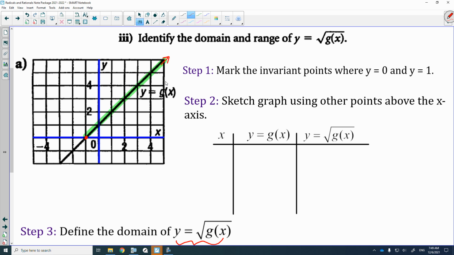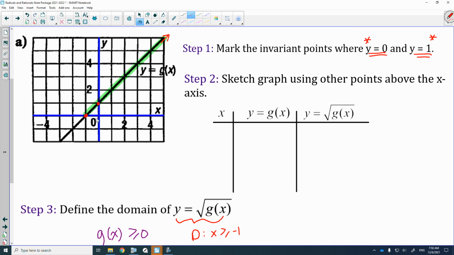Okay, now let's look at how we're going to sketch the radical graph of this linear function. So the first thing that you're always going to do is mark the invariant points. On radical functions, the invariant points always occur when y is equal to 0 and y is equal to 1. So that's always going to be your first step. Mark those 2 invariant points because these are going to be points on our radical graph. From there, you're going to pick some points where your g of x was greater than or equal to 0.